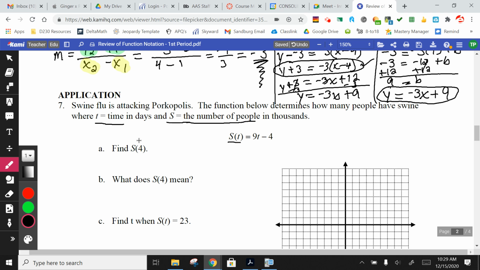So for letter A, do that. This is what we did yesterday. If this is your function, you're just going to evaluate this when our time is 4. So do that real quick. That's hopefully something we can do. Once you have that, write down what that number actually means. So we didn't explain anything yesterday, but find S of 4 and then tell me what that actually means.